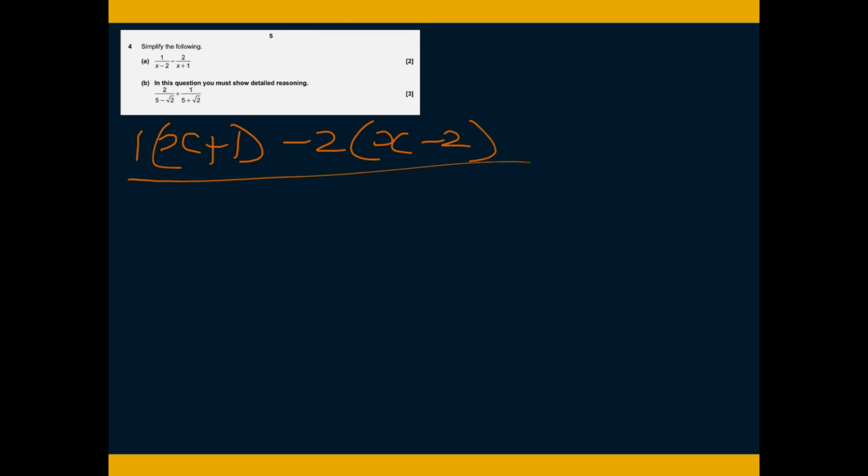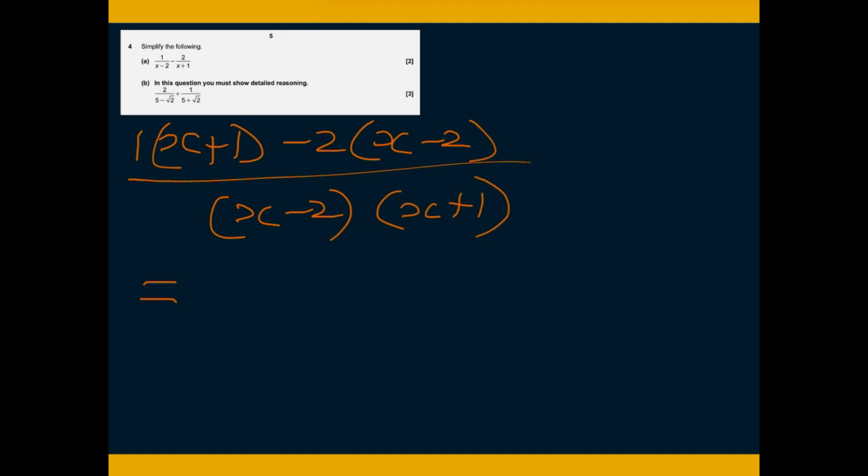As usual, we will start with part A. Simplify the following: 1 over x minus 2, subtract 2 over x plus 1. Now the quickest method is to find a common denominator, which we can do by multiplying the first term by the second term's denominator. We'll do 1 multiplied by (x + 1), take 2 brackets (x - 2), and now these will be over the common denominator, (x - 2)(x + 1).